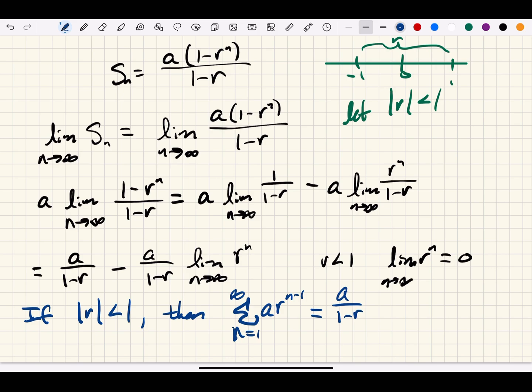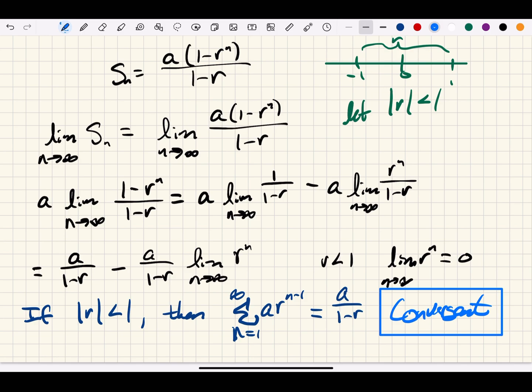Now, what this means is that if the absolute value of the common ratio is less than 1, then the series would be convergent. Very good. And that is the big detail, right? That's the thing that we're after, whether or not things converge or diverge.